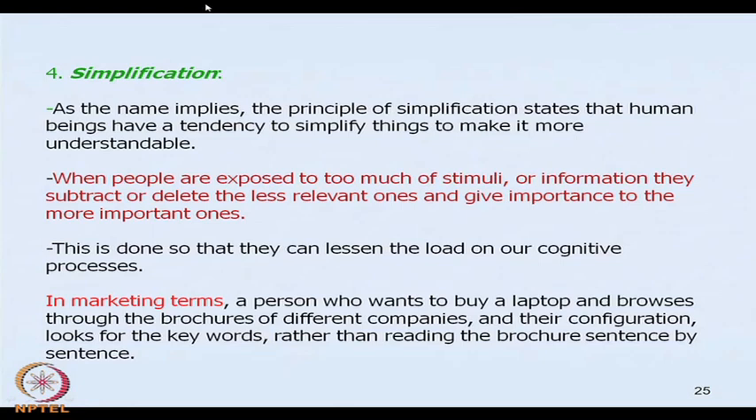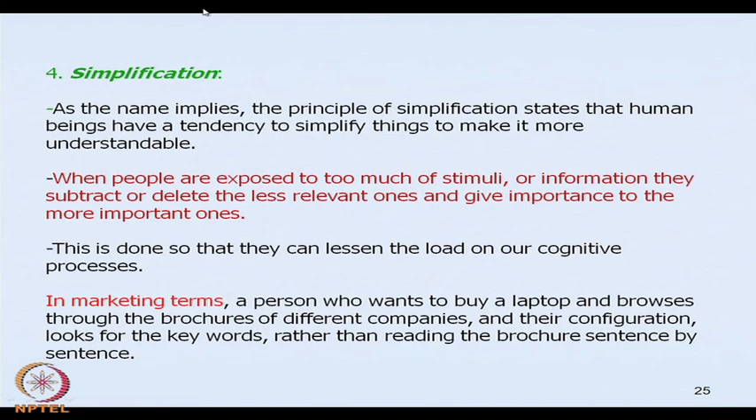They want information which is less and much more worthy, much more precise, and much more crisp than having too much information which is regarded as clutter or as information overload. So with this, we come to a close on perceptual organization. Now let us come to perceptual interpretation.